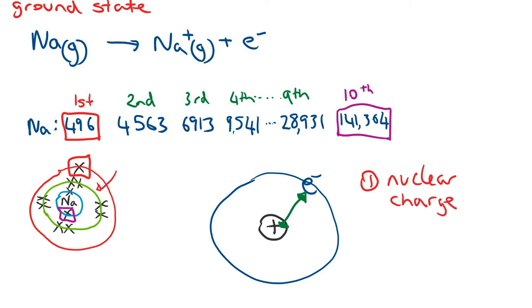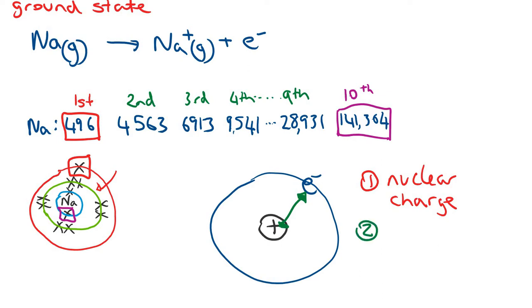Okay, nuclear charge. What that means is the more protons an atom has in its nucleus, the stronger the attraction between that nucleus and the outer shell electron. Because the protons are positive and electrons are negative, they will attract. The higher the positive charge, the greater the attraction between that electron and that nucleus. So an increasing nuclear charge will increase the attraction between that electron and the nucleus, and so increase the ionization energy.